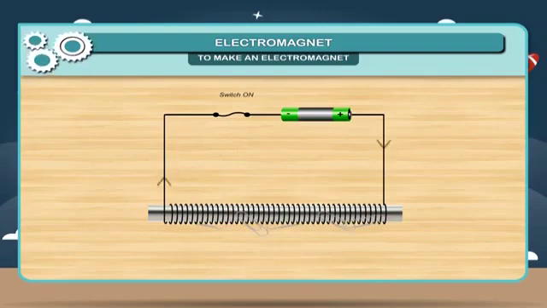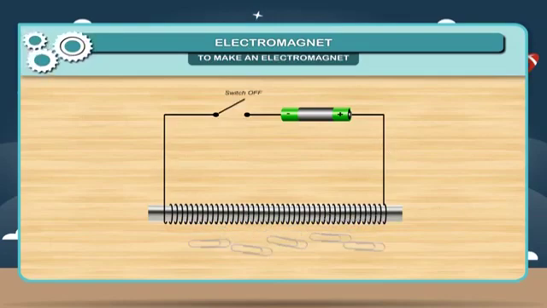What do you observe? You will find that the iron paper clips get attracted towards the iron bar. This shows that the iron rod has turned into a magnet. Now, put off the switch so that electric current no longer passes through the iron rod. You will find that iron paper clips start falling down from the iron rod.